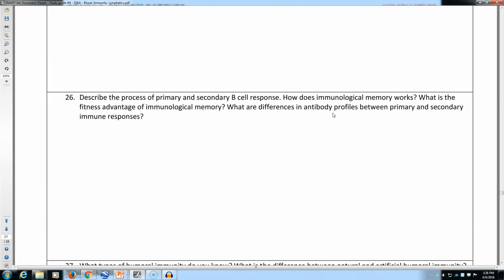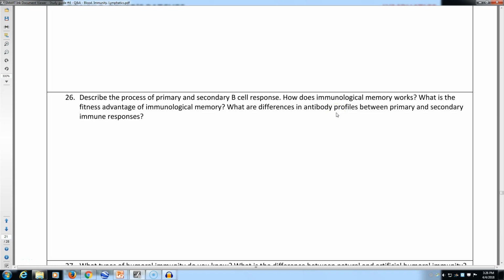Primary, secondary B cell response. Immunological memory, how it works. When you are exposed to the antigen a second time, memory cells will mediate the response the most. They will produce plasma cells much faster, and much higher levels of antibodies, and the humoral response will develop to be more robust and quick.